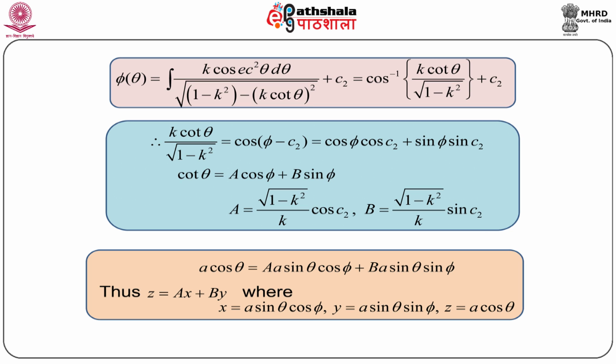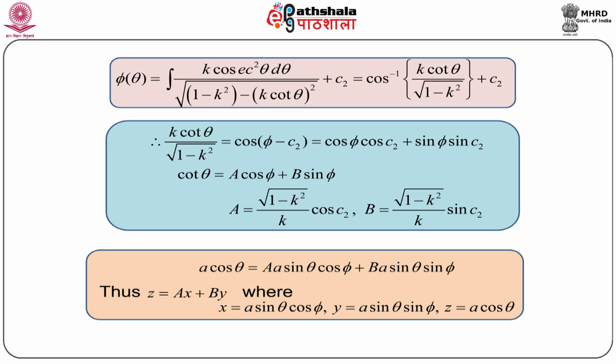Rewriting this, we get cos of phi minus C2 equal to cos phi into cos C2 plus sin phi into sin C2. So, if we multiply this, we get cot theta equal to root over 1 minus k square divided by k into cos of phi minus C2, which has been written in this way.